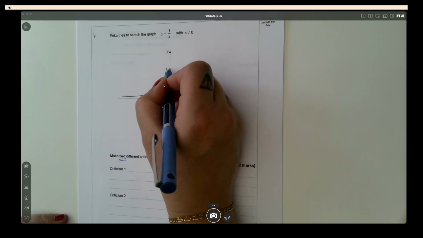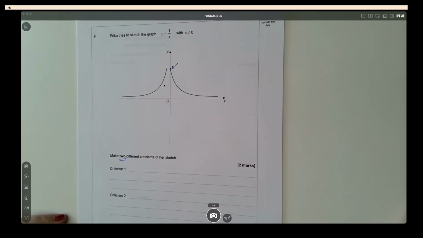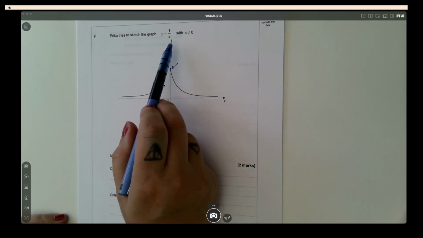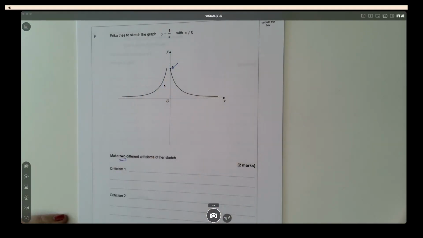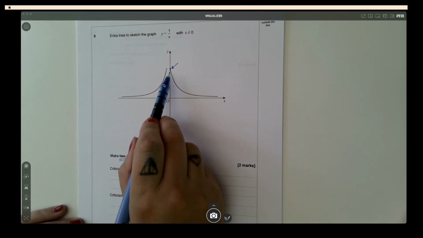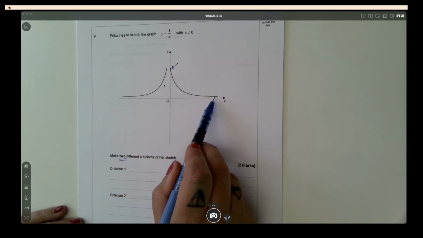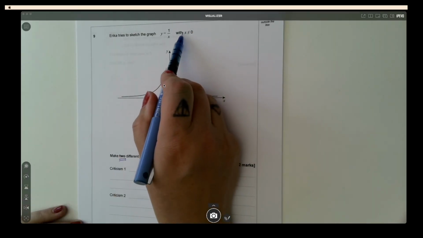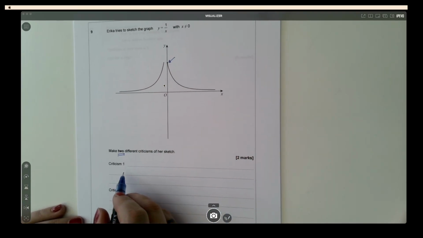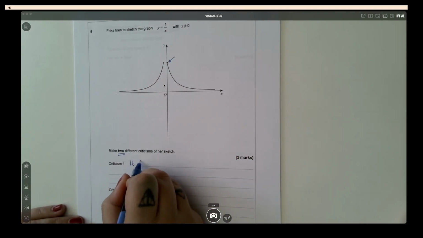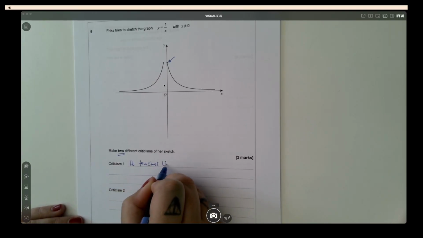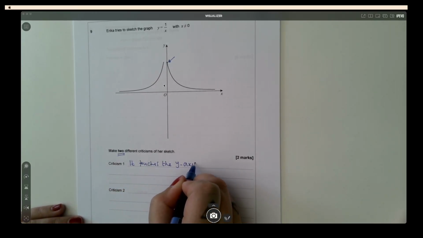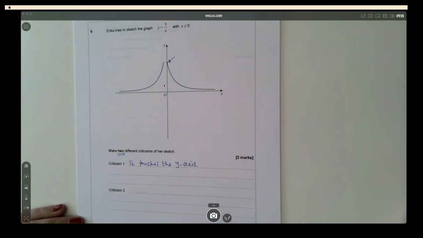So the first criticism I'm going to make is about this point here. The graph y equals 1 over x, the reciprocal graph, never touches the y or the x-axis. It always approaches and gets nearer and nearer, like here, but it never touches it because there's a break in the curve when x equals 0. That's what this is all about. So the first criticism I'm going to make is it touches the y-axis. That shouldn't happen. It should never touch the x or the y-axis.